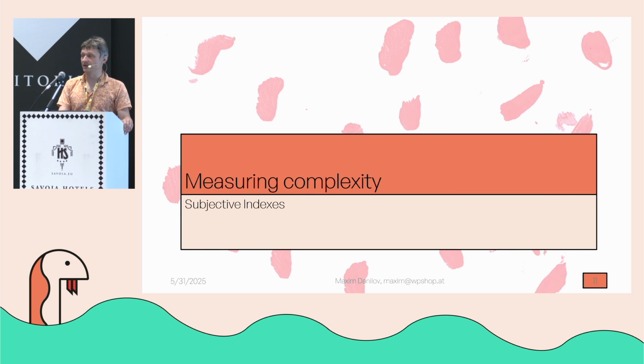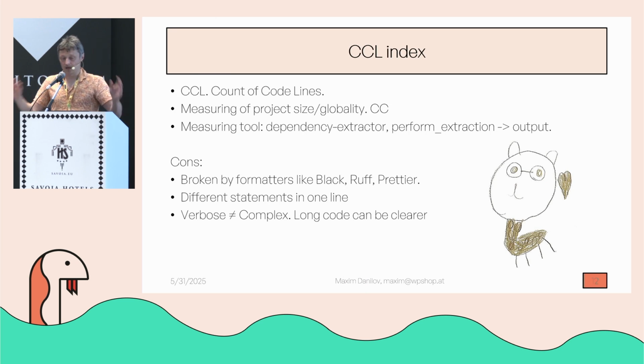Okay, measuring complexity. Count of code lines index. It's a measure of the project size, or globality of the project. It shows us the cognitive complexity, how big it is. And I use my own measuring tool, dependency inspector. I show the output.